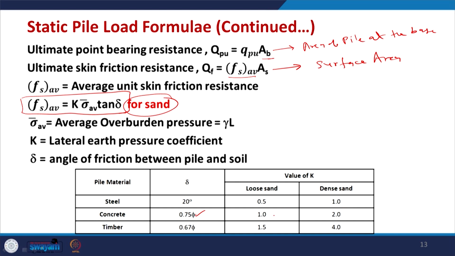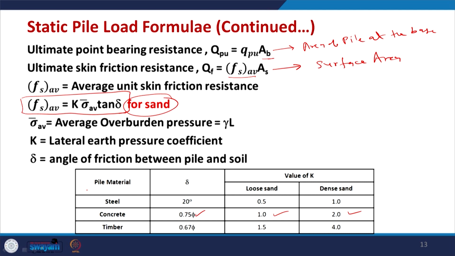For concrete, for loose sand K is 1, while for dense sand it is 2, and if it is between loose and dense sand, for example medium sand, then naturally you can go for interpolation. So, using the data given in this table and this formula, Fs average equals K sigma average tan delta can be found out, and then we can work, but there are some limitations.